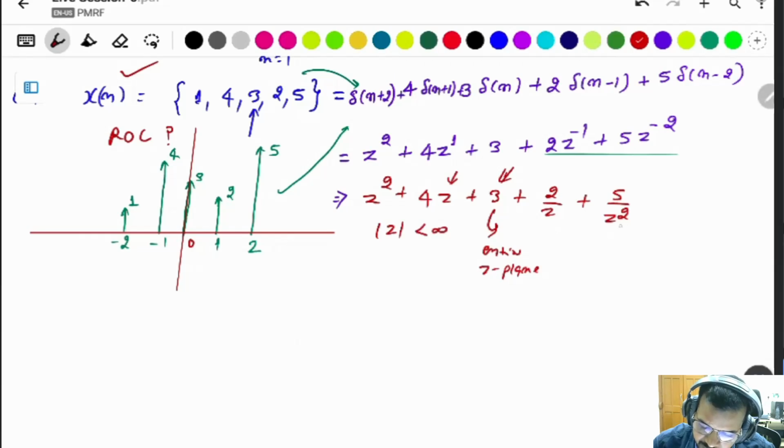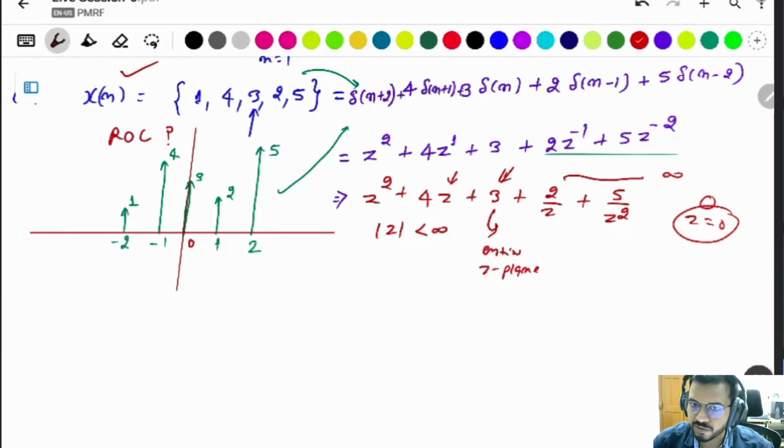Suppose if you put infinity here, then the whole function will be 0, no problem. But if you put the value 0 at z equal to 0, then what happens? In both cases the whole function will be infinity. Then there is also a problem. This is not an absolutely summable function because the sum of the whole function will be infinity. That's why this is not a summable function, because the sum should be less than infinity. This is the summation of this one.